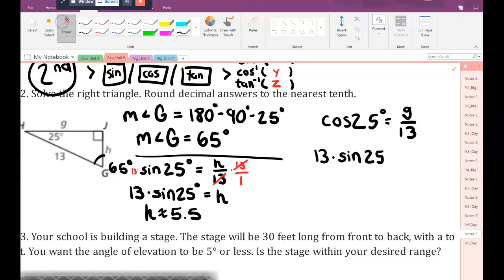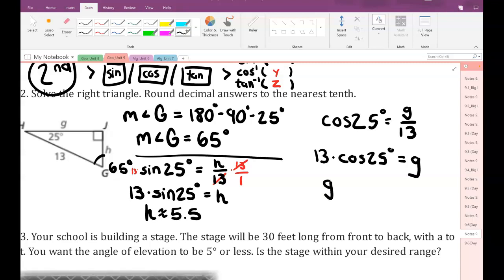Oop, I said sine first, it's cosine. I'm using cosine. 13 times cosine of 25 degrees is equal to G. And then again, just put that on your calculator.